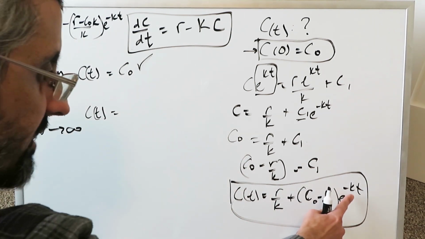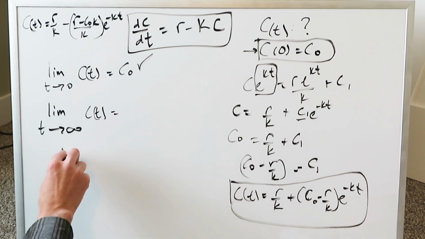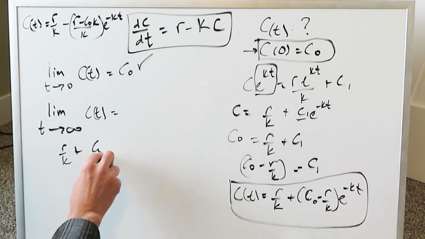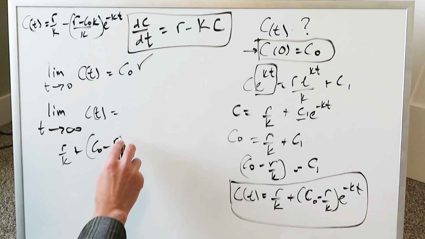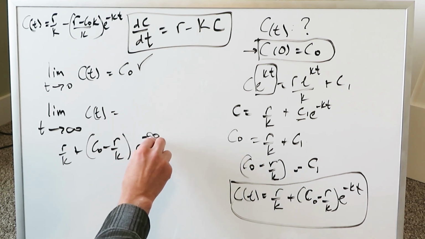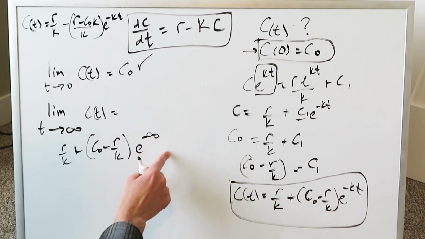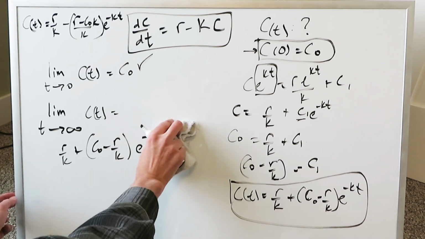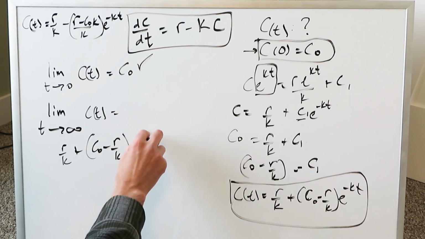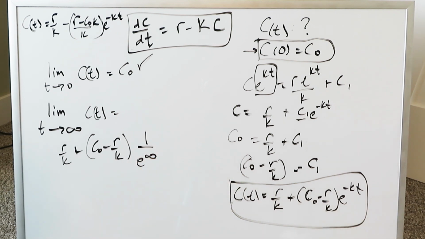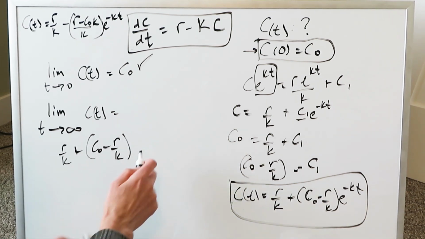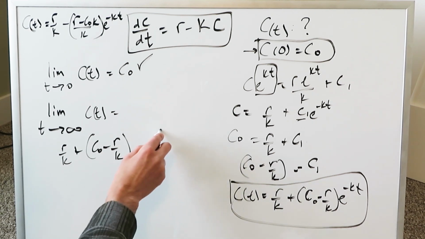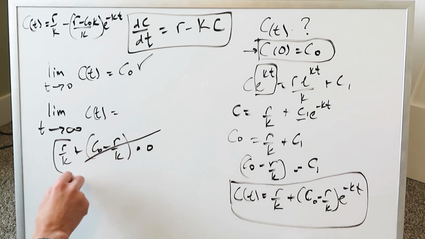Well, you can literally put infinity here in place of t. You'll have r over k plus c0 minus r over k e to the power of minus infinity. Minus kt, infinity coming in here. k is meaningless in the face of infinity. This is no different than looking at 1 over e to the power of infinity. Anything divided by an extremely large number zeros out. This right here is no different than multiplying it by 0. All of this will zero out. The only thing which will remain is this.